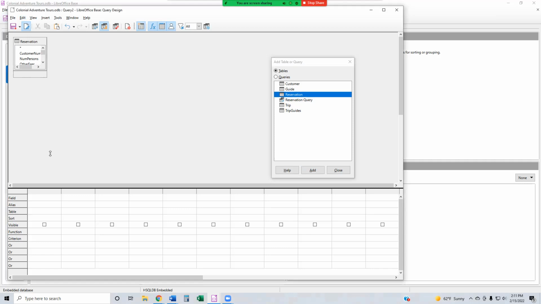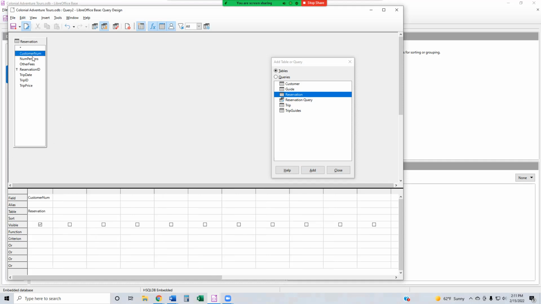used in QBE tools. And just like arithmetic calculations, the multiplication and division are usually done first. They take precedence over the addition and subtraction in an equation. So today we're going to use the customer number. We're going to calculate using the trip price, other fees, and the number of people in the group.